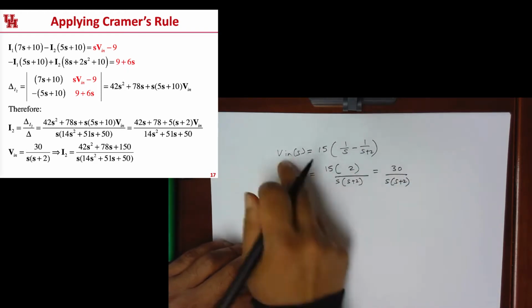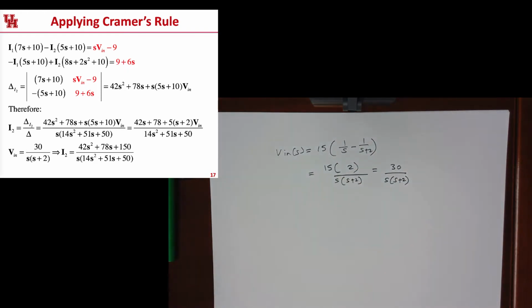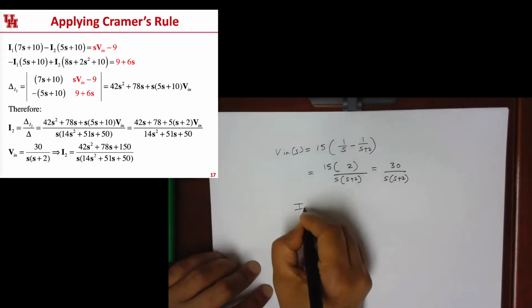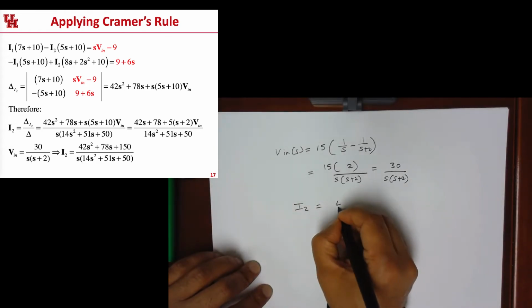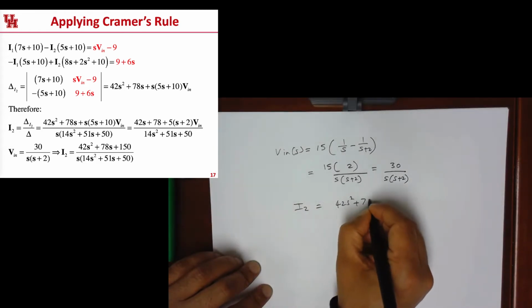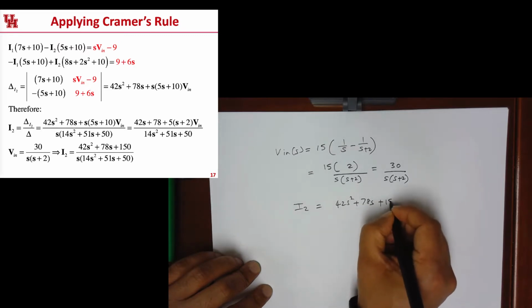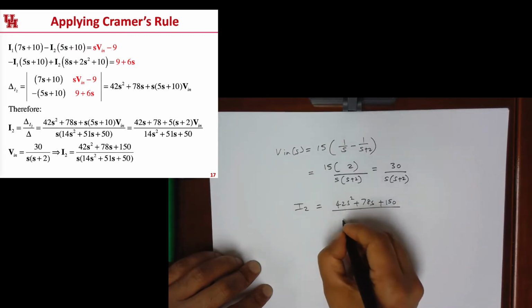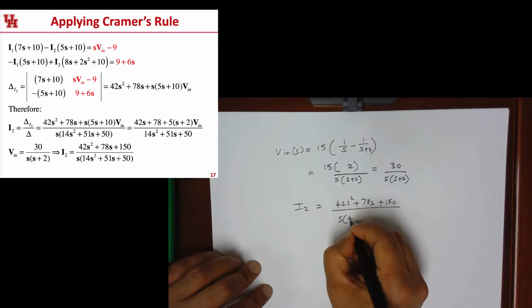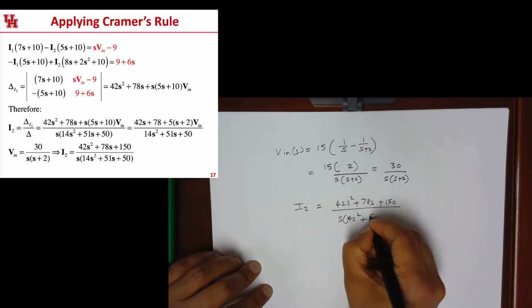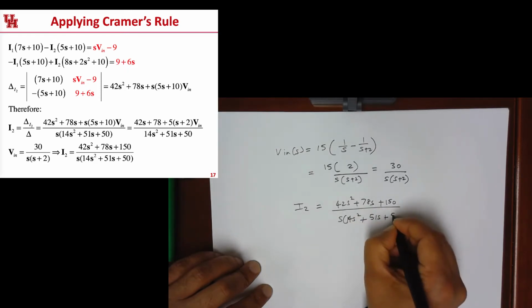So we can now plug in Vn as well, and we can solve for the final current, which is I2, given by (42s squared plus 78s plus 150) divided by s times (14s squared plus 51s plus 50), right?